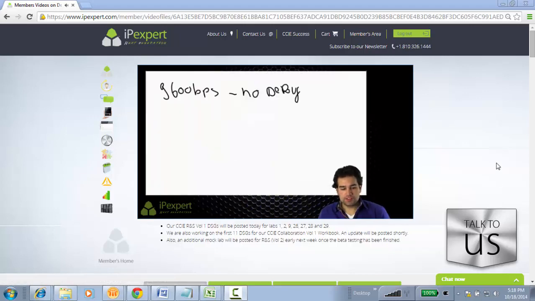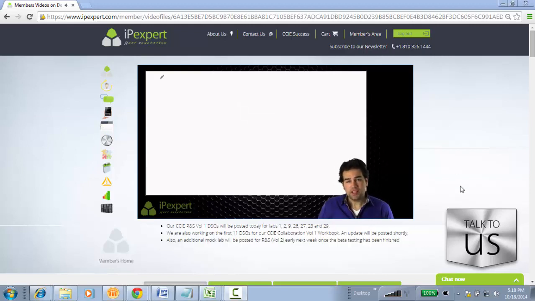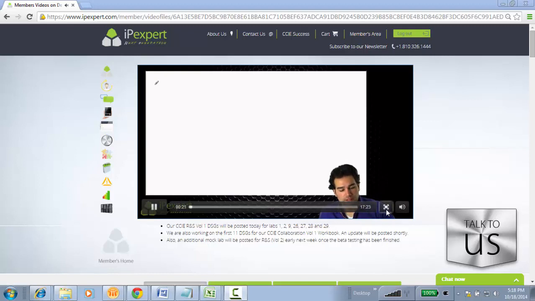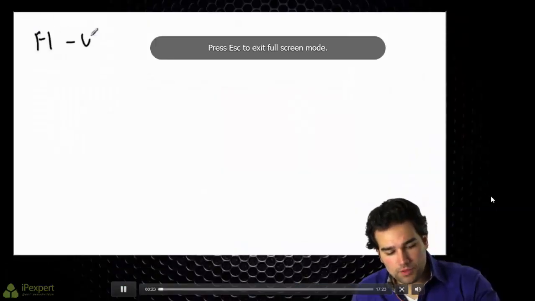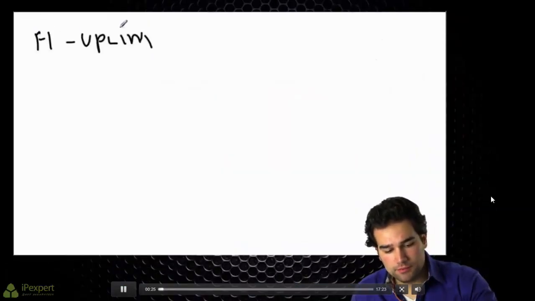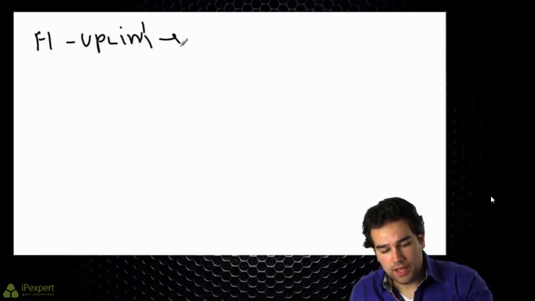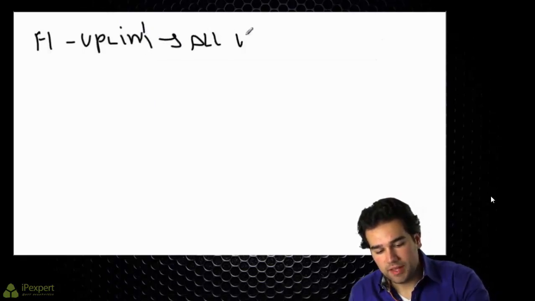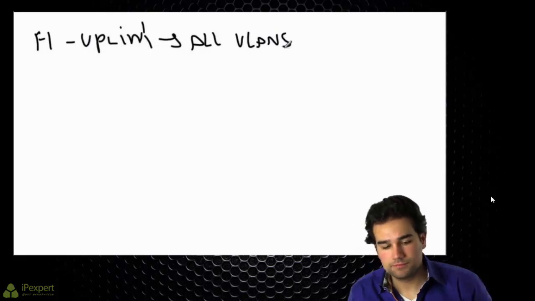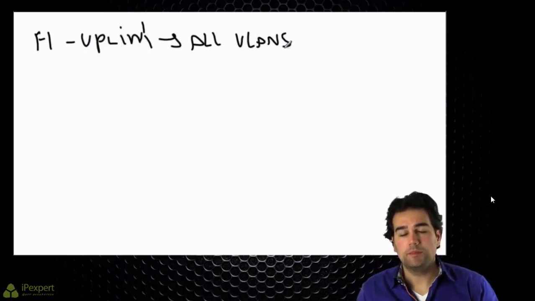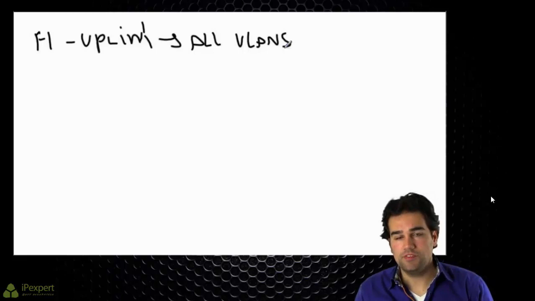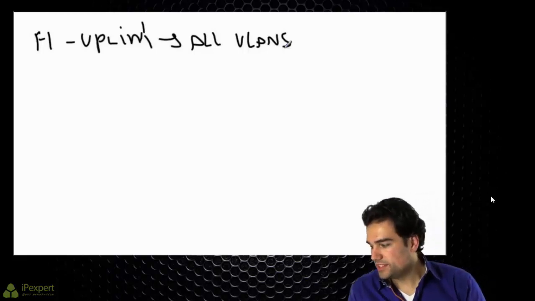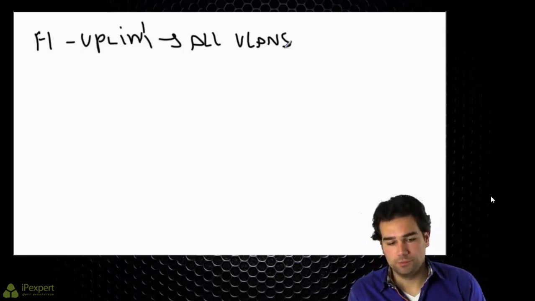We ended with the discussion on uplink channels. So we have port channels and we have individual uplinks. Now, when I enable an uplink in the UCS FI, so I configure an uplink, that uplink is going to allow all VLANs automatically. So I'm going to automatically enable all of the VLANs on each of the interfaces. That's a thing that you really need to pay attention to.